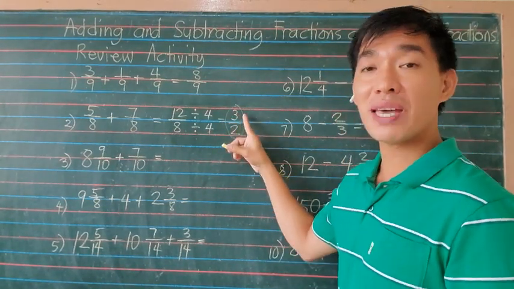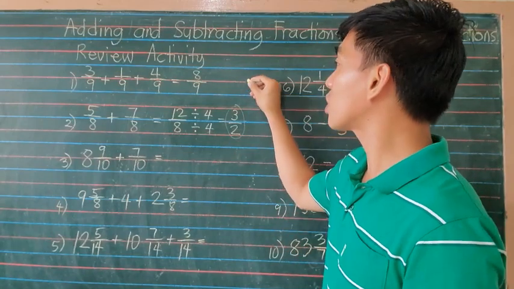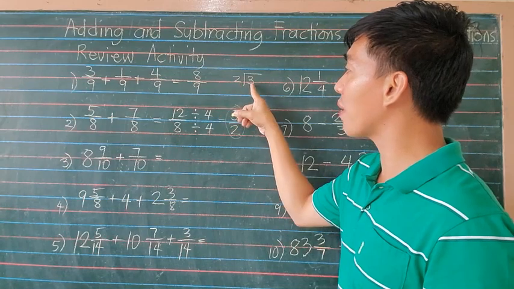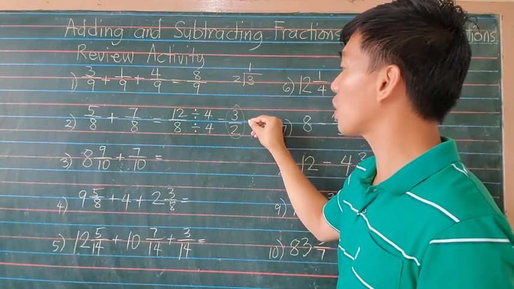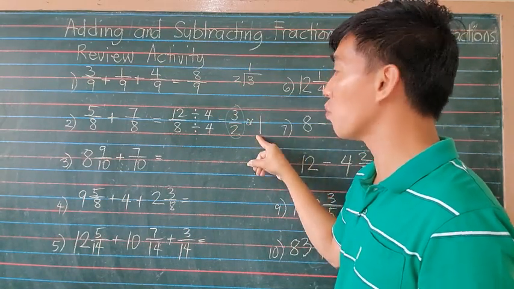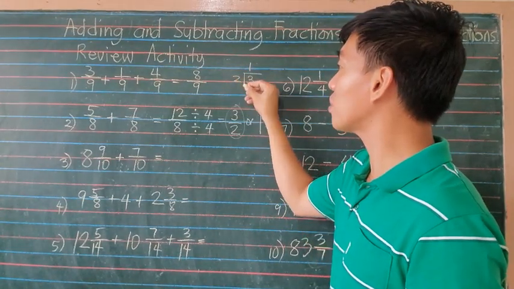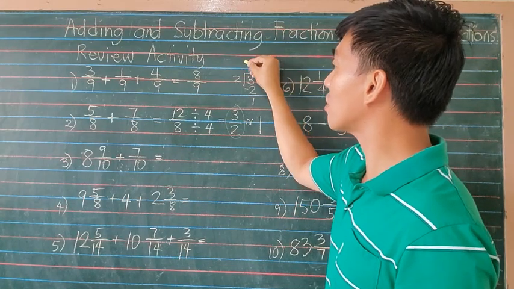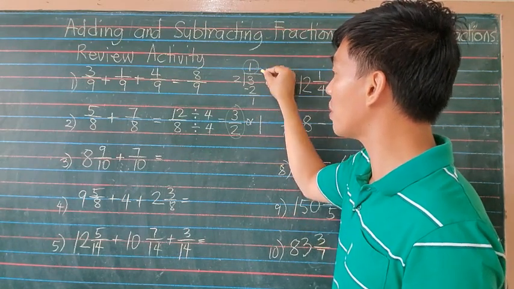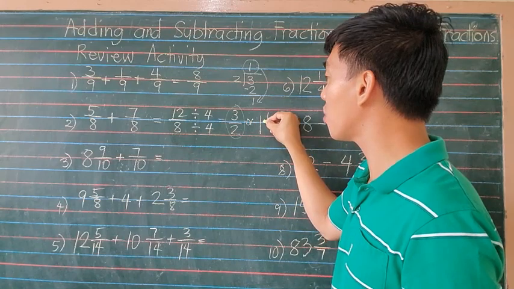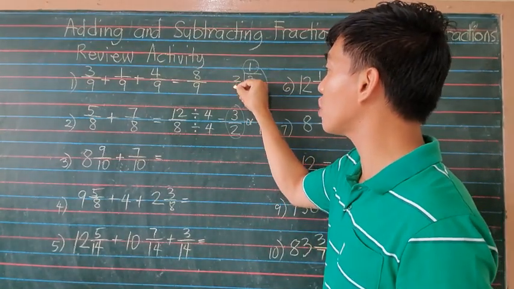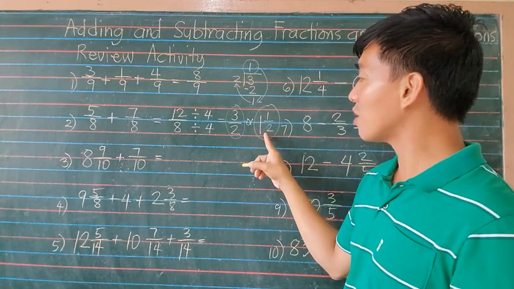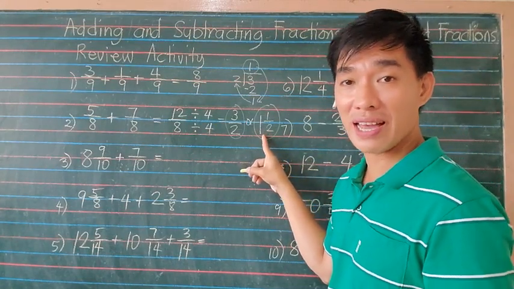Of course, divide mo lang po yung 3 tsaka 2. So 3 divided by 2. How many 2 are there in 3? Of course, the answer is 1. So that is your whole number 1. Okay? Then 1 times 2 is 2. Then 3 minus 2, the answer is 1. Then your remainder 1 will be your new numerator. And of course, your denominator, copy it, 2. Therefore, your answer is 1 and 1/2.